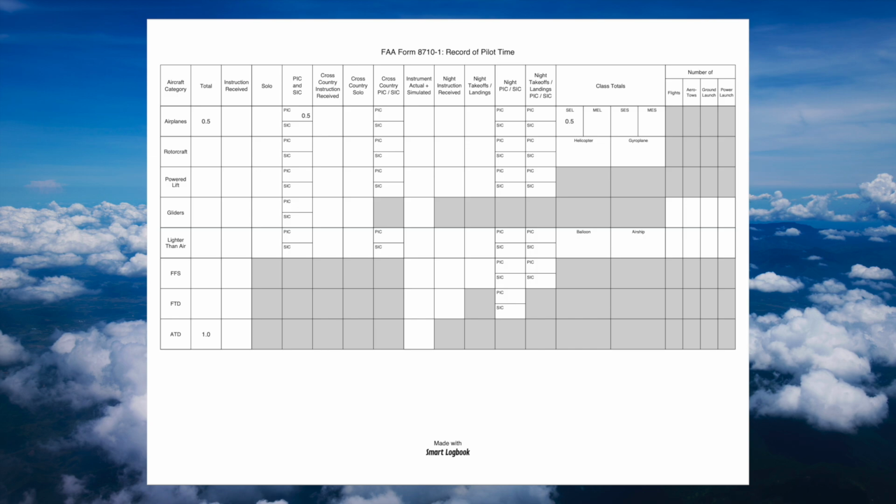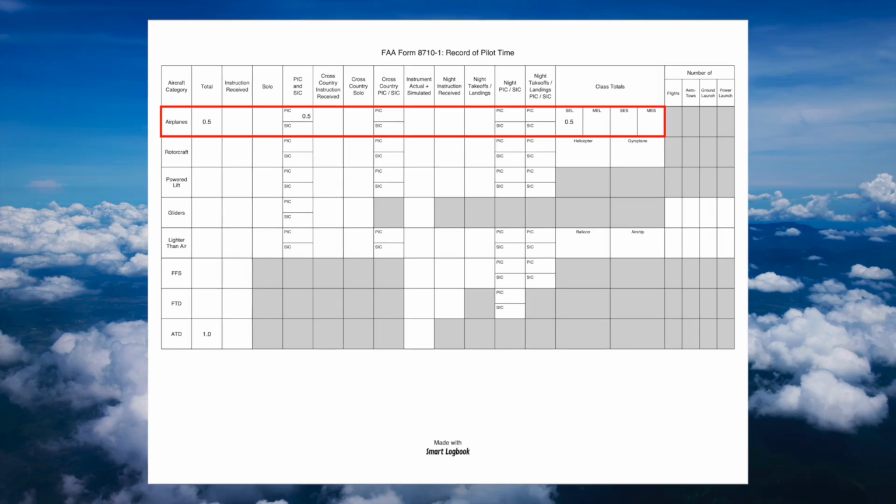Lastly, let's take a look at the FAA 8710-1 report. Now this is a way to print your totals for IACRA applications. Basically, it shows your overall pilot time in various categories. And if we look at this report, we can see that the rows here each represent a different aircraft category. So for example, our flight that we logged is showing up here in the airplanes row.